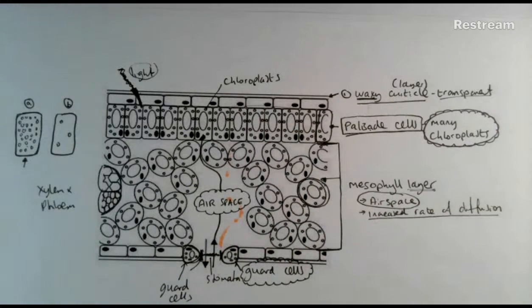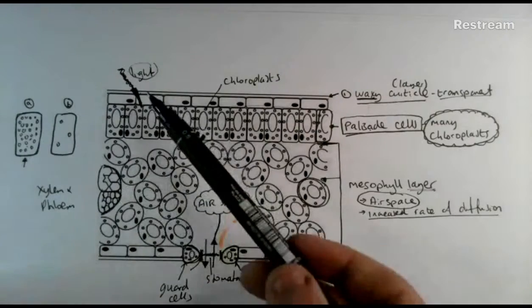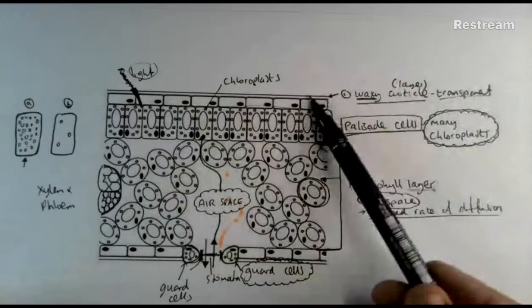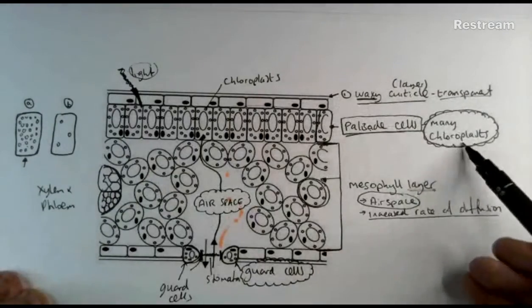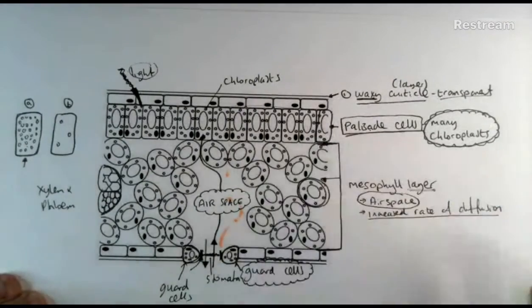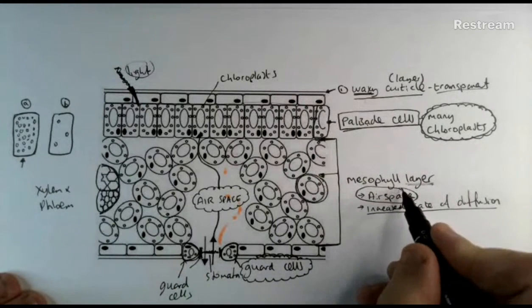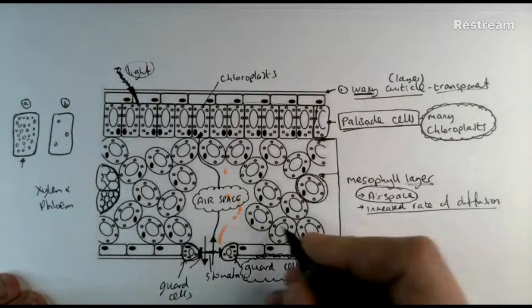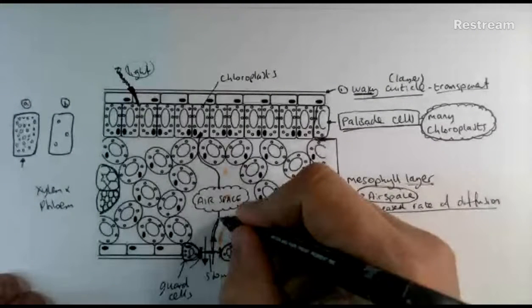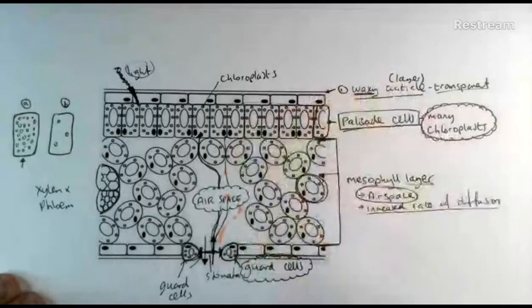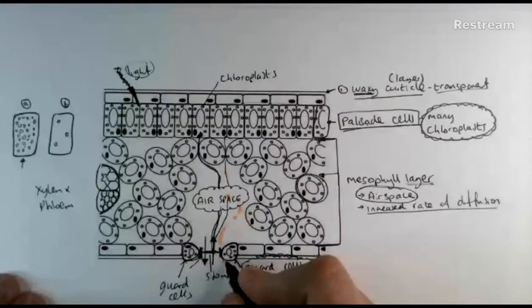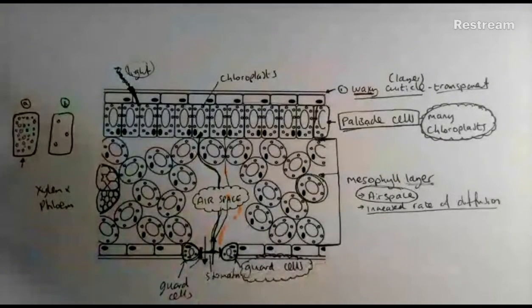So let's have a quick brief going over of this. You've got here the waxy cuticle, which is transparent, the palisade cells with many chloroplasts to increase the rate of photosynthesis. You've got the mesophyll layer, which has got an airspace in it, which increases diffusion, so gases can diffuse through the airspace. And then you've got the guard cells, which control the opening and closing of the stomata.